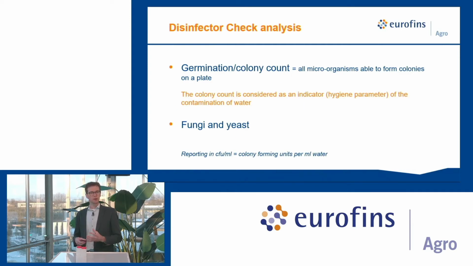And what kind of parameters do we analyze within the disinfector check? First, the colony count. We pour water on a plate. The colonies grow on the plate, so they are all microorganisms which are able to form colonies on this specific growing media. The colony count is considered an indicator, a hygiene parameter, of the contamination of water. Also in the drinking water industry, they use this specific colony count.